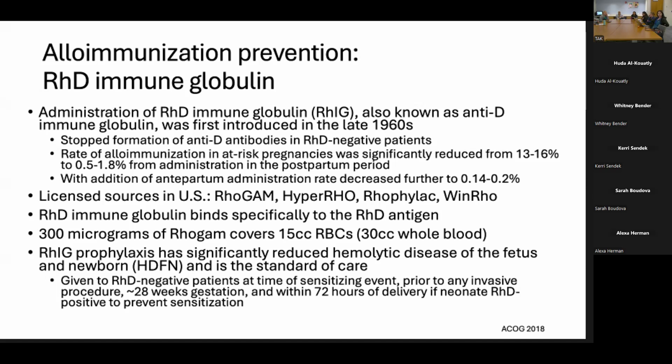We know that this binds specifically to the RHD antigen. 300 micrograms of RhoGAM, for example, covers about 15 cc's of red blood cells or 30 cc's of whole blood. And importantly, we've seen that prophylaxis has significantly reduced hemolytic disease of the fetus and newborn. And that's why it's the standard of care.